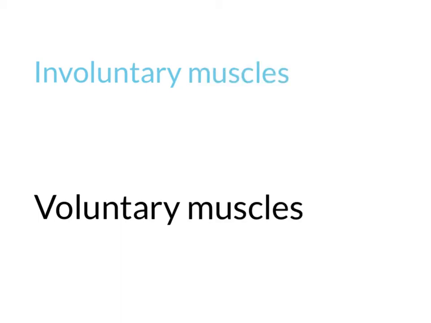On the screen now there are two different words. We've got the word involuntary and voluntary. Pause the video now and have a think about what these two words might mean. So involuntary is when something happens that you don't choose to happen, and voluntary is when you choose something to happen. So involuntary muscles are muscles that move without you thinking about it, and voluntary muscles will move when you think about it and you make them move.